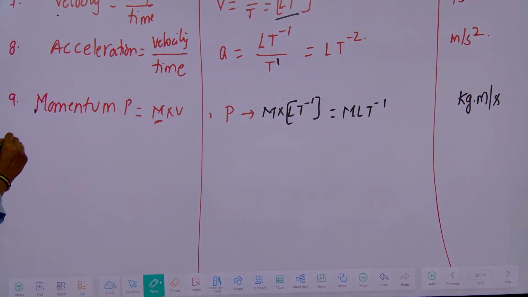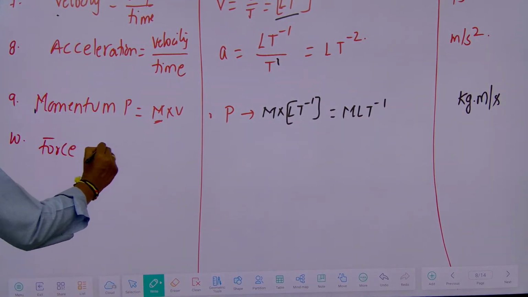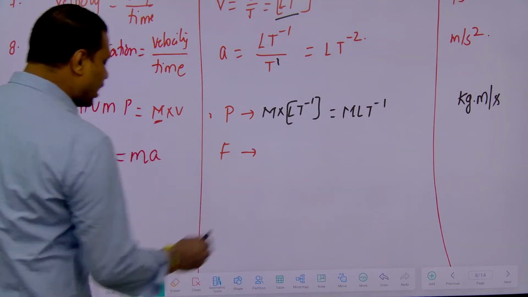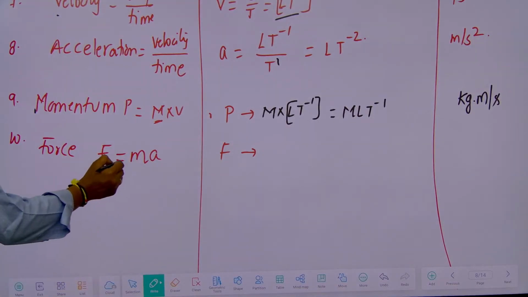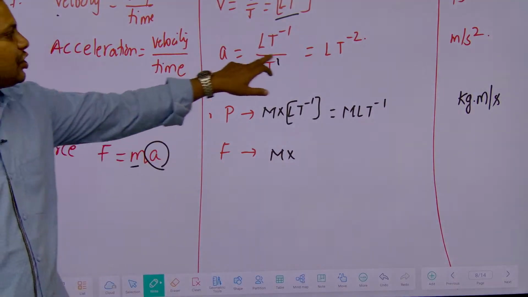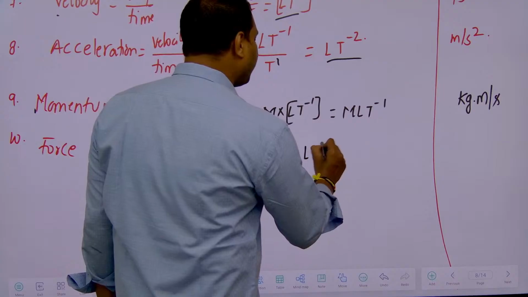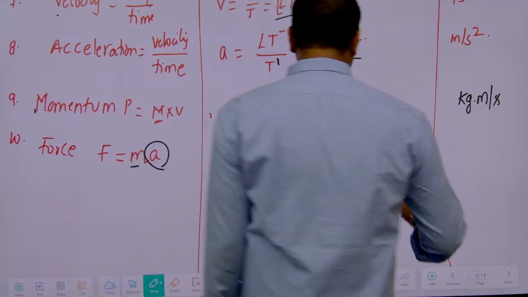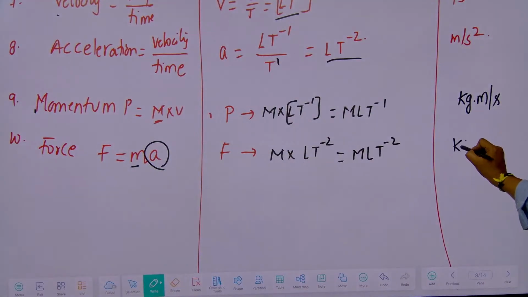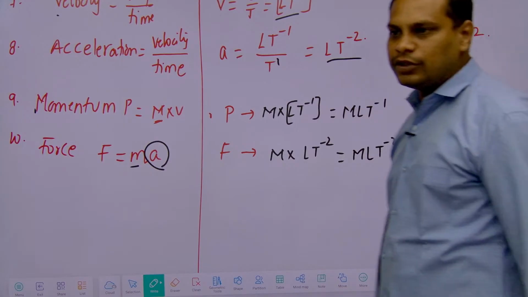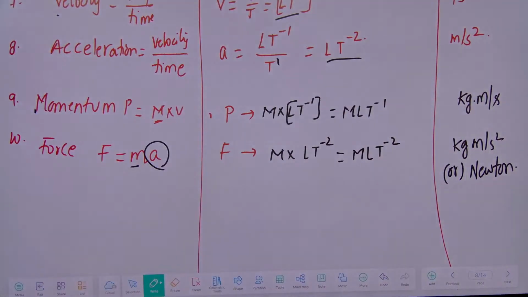Then next, force. Force is taken as mass into acceleration. The dimensional formula for mass is M, into the dimensional formula for acceleration, which we just calculated as L T power of minus 2. So the total dimensional formula is M L T power of minus 2. Then what is the unit? Mass unit is kg. This is kg meter per second square, also called Newton. Are you clear? Shall we go for the next one?